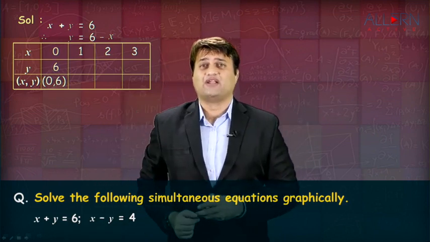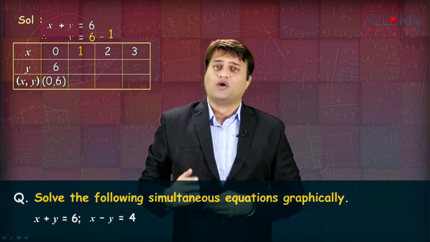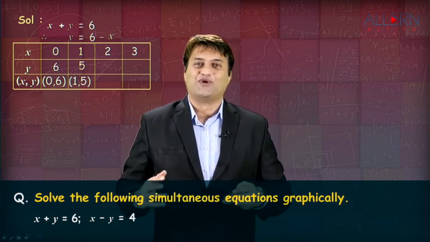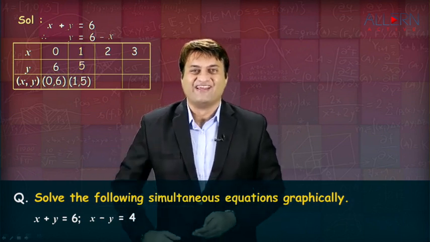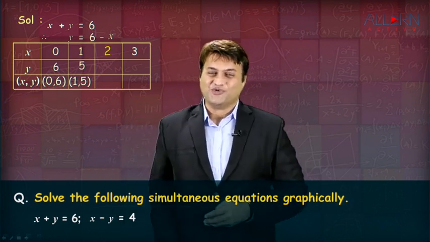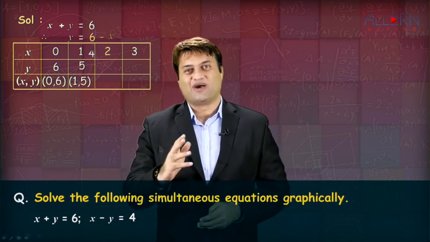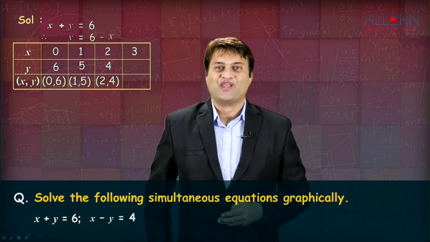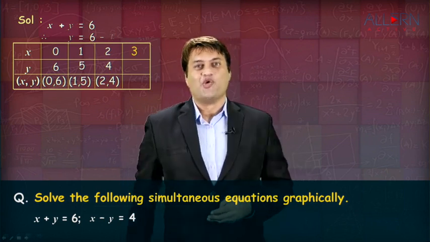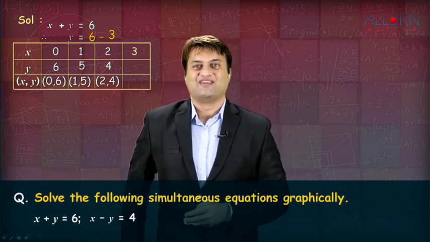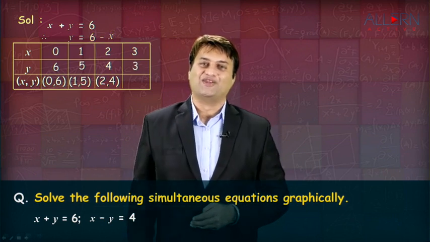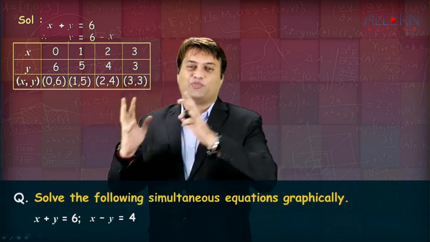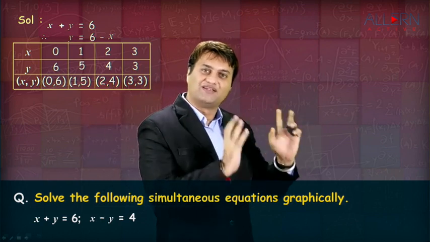Let's move on to the second value. When x is equal to 1, y is equal to 6 minus 1. So y is equal to 5 and you get the point 1, 5. Now x is equal to 2, y is equal to 6 minus 2, y is equal to 4 and you get a point 2, 4. When x is equal to 3, y is equal to 6 minus 3, y is equal to 3 and you get a point 3, 3. So you get 4 points, plot them on the graph paper, you will get the straight line.